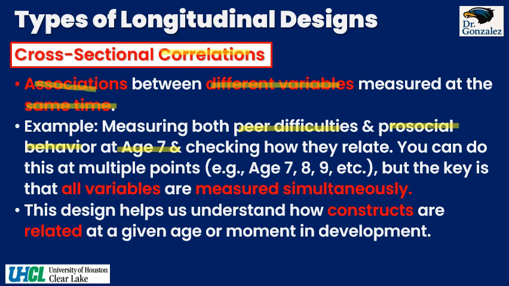So once we establish that relationship, because it's correlation, right? We can look at different points in time, different ages, age 7, age 8, age 9. But the key is every point that I'm looking at, every age. At age 7, I'm looking at peer difficulties and pro-social behavior together. At age 8, I'm doing the same thing. At age 9, I'm doing the same thing. So at those moments in time, I'm measuring the same two variables. So all variables are measured simultaneously. And that helps us understand how constructs are related to each other at a given age or moment in development.